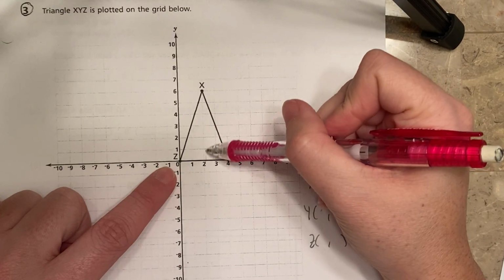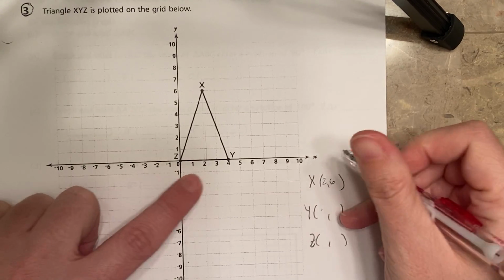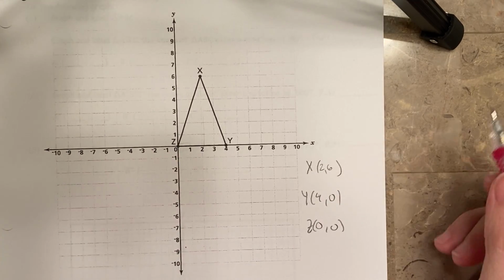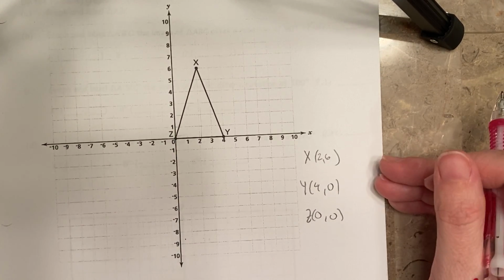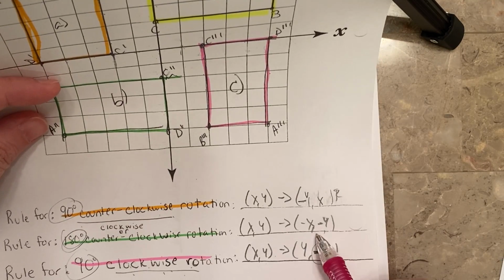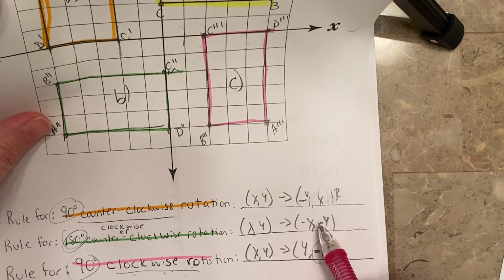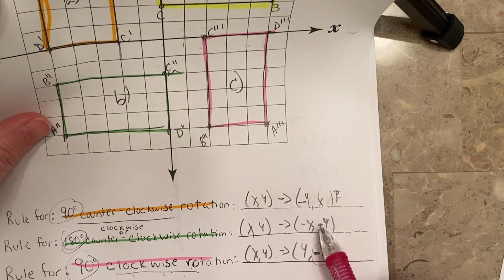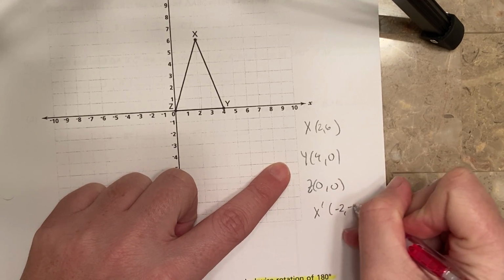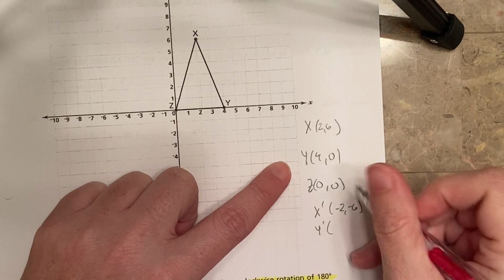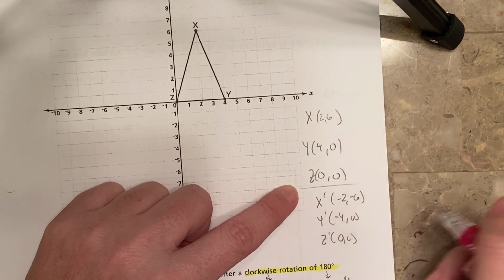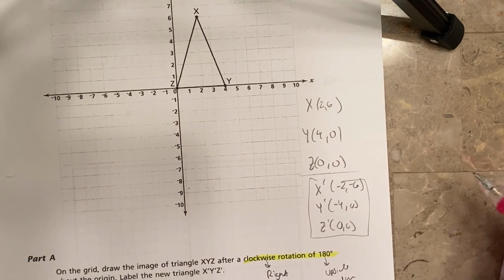So my original X is 2, 6. My original Y is 4, 0, and Z is 0, 0. That's not that bad. Okay, so if you do the rule, remember 180, they stay in the same place. You just change the signs. So 2, 6 is now going to become -2, -6. I'm changing both of them. 4, 0 is now -4, 0. And, well, there's no such thing as negative zeros, so they stay the same.